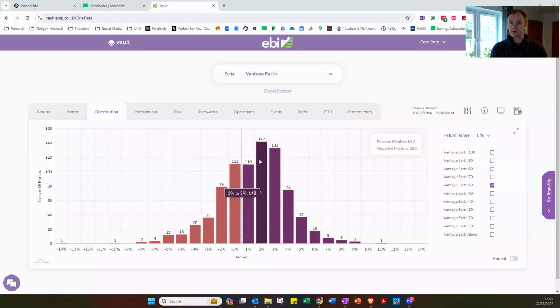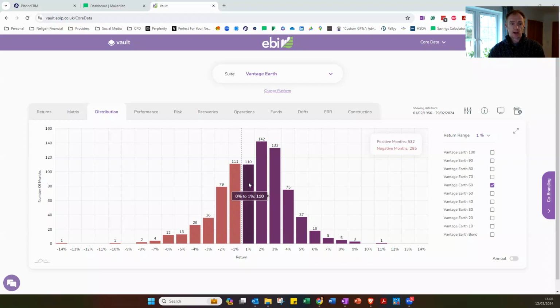So over the 817 individual months over this 68-year period, 142 of those months have seen a return between 1 to 2%. And the next most frequent is a 2 to 3% return. So in 133 months of the total 817-month time frame, 133 have been a 2% return over a month.